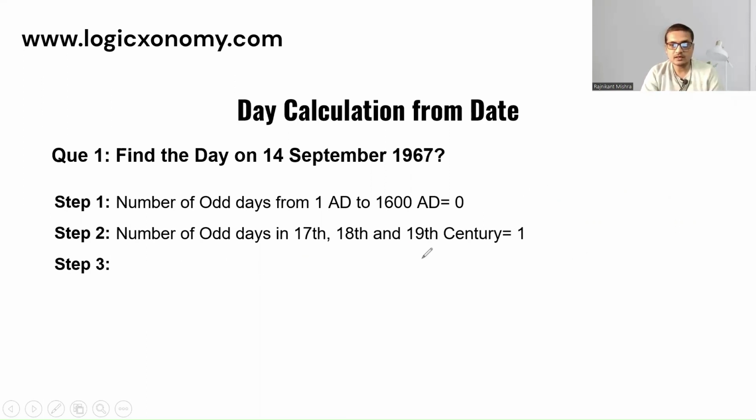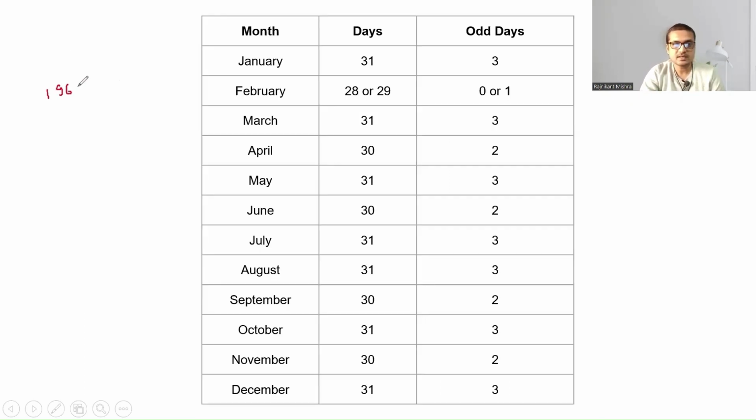We have to calculate the number of odd days from January 1967 to August 1967. 1967 is a non-leap year, so February has only 28 days and the number of odd days in February is equal to 0. Now we have to calculate the number of odd days from January to August.